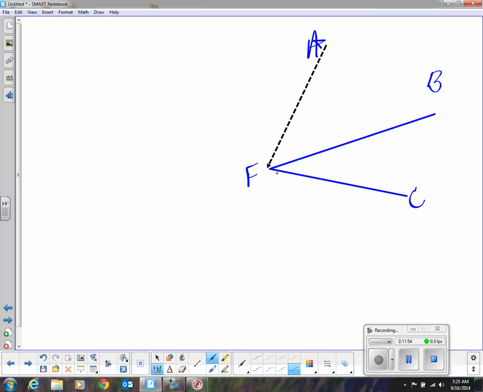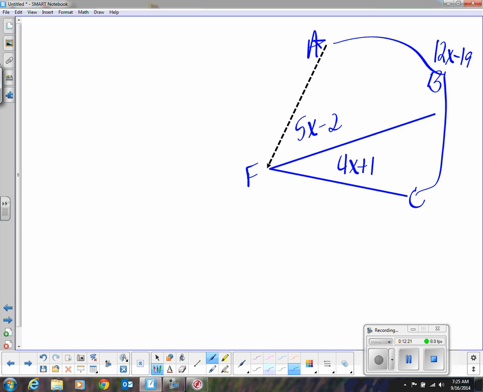So they said CFB is 4x plus 1. They told us that CFA, this whole thing, is 12x minus 19. And they told us that BFA is 5x minus 2. They did not tell us that this bisect would be equal. So MJ, what's your equation going to be? Say it again? What are they asking? They're asking you to find the measured angle BFA.